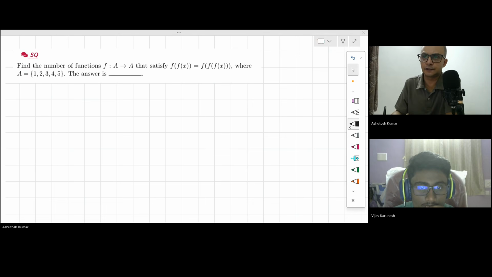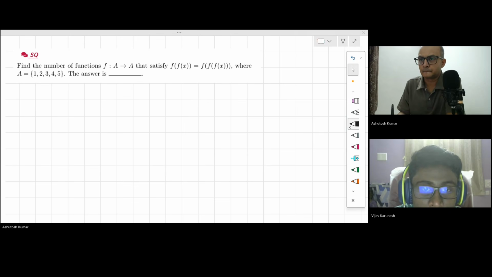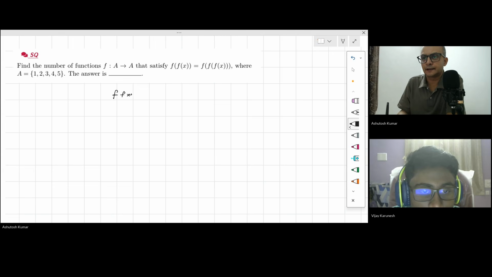We need a function f such that f of f of x is equal to this thing. We can rewrite it as f of f of x equal to f of x. Here f of f of x is common, and since both are equal, they can be treated as some value k.